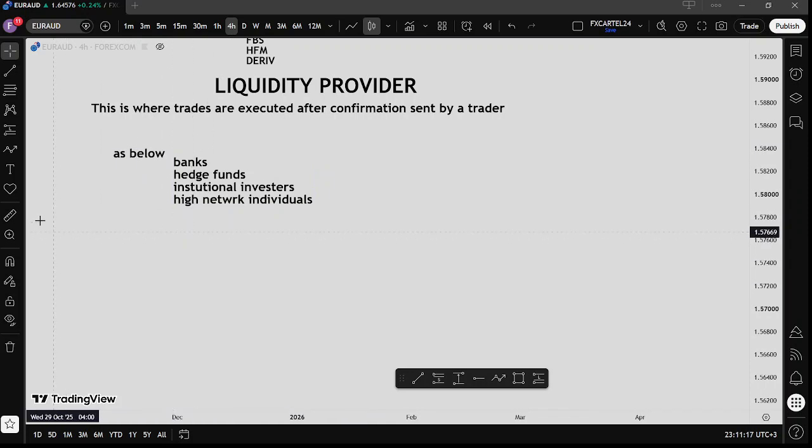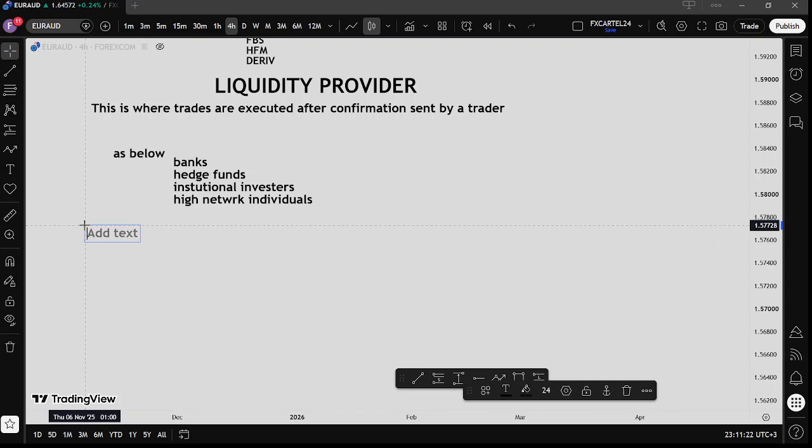So let's learn also about how orders are routed to them. How orders are routed. Let me check something here.